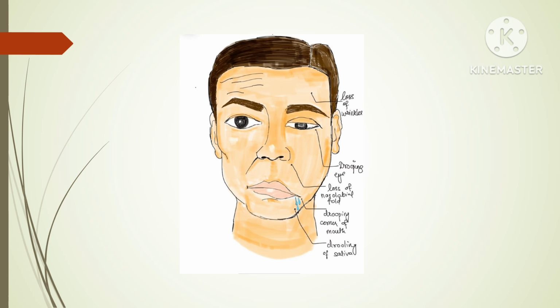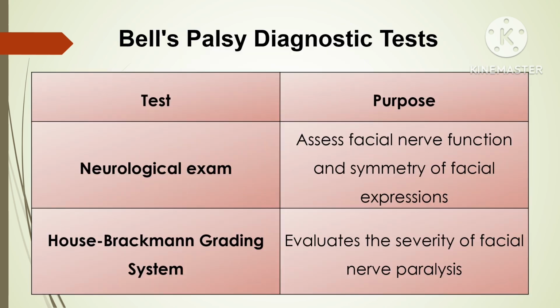This helps distinguish between peripheral lesions like Bell's palsy and central causes such as stroke. If the forehead is involved, it is likely a peripheral lesion as in Bell's palsy, and if the forehead is spared, it is likely a central lesion, stroke, or other brain related causes.